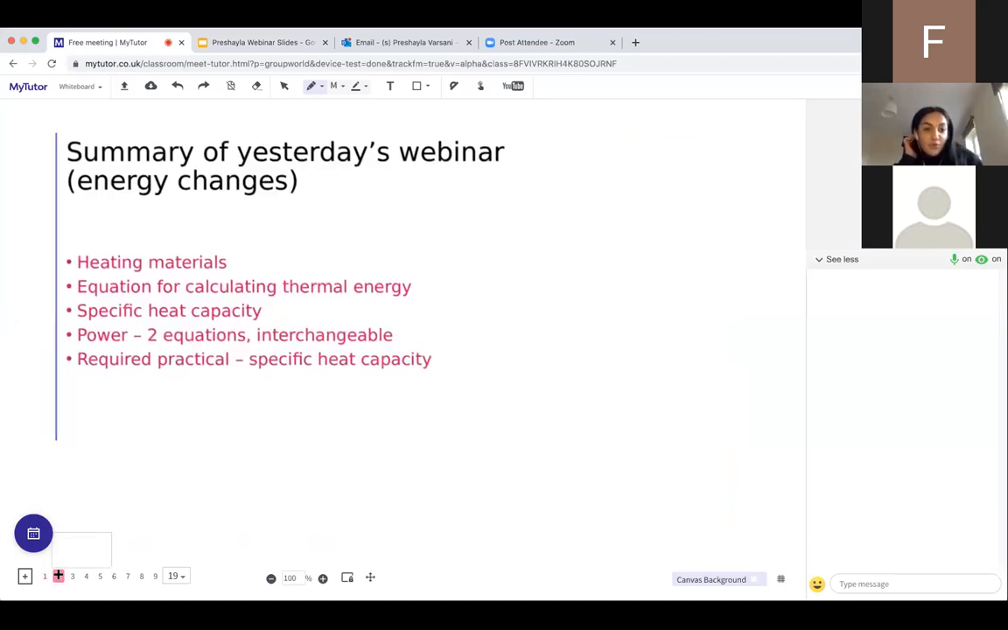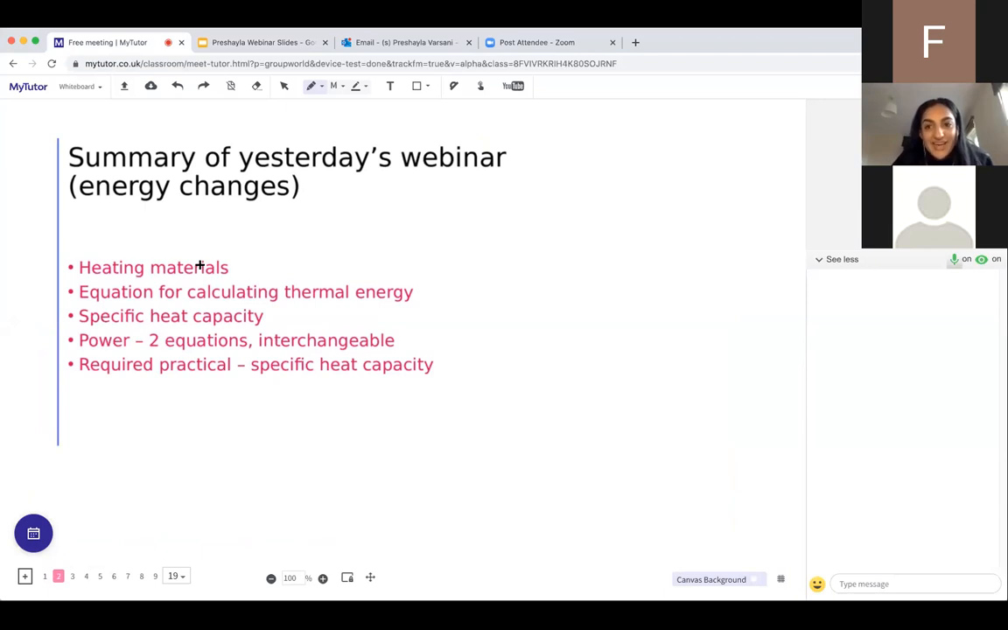Okay, so I'm going to start off with a really quick summary of what we covered yesterday in the webinar. So all to do with energy changes. So we were talking about heating materials and the energy changes that can be involved in that and how it actually works. So with the molecules getting faster, getting more kinetic energy and that coming out as thermal energy. We then looked at the equation for calculating thermal energy, which if you remember was the change in thermal energy equals mass times specific heat capacity times the change in temperature, or E equals mc delta theta.